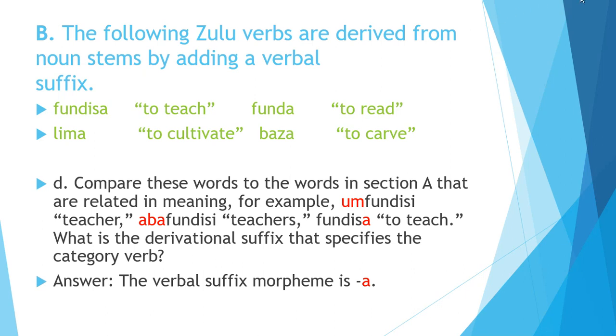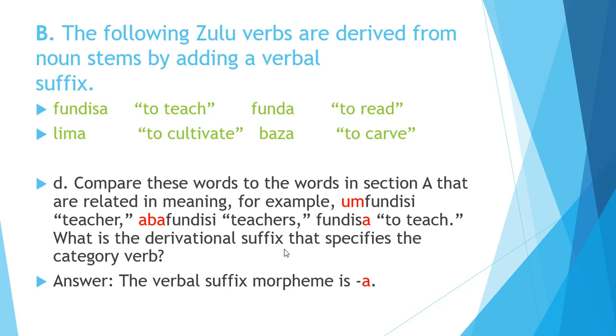Now the first question says compare. Sorry, the question is, compare these words to the words in section A that are related in meaning. For example, Unfundisi, remember the list? Unfundisi means teacher. Abafundisi means teachers. One is in singular, the other one is in plural. But now you see the word here, Fundisa, means to teach. And you have to see the different words that you have here, meaning a verb. Fundisa to teach, funda to read, lima to cultivate, basa to carve.